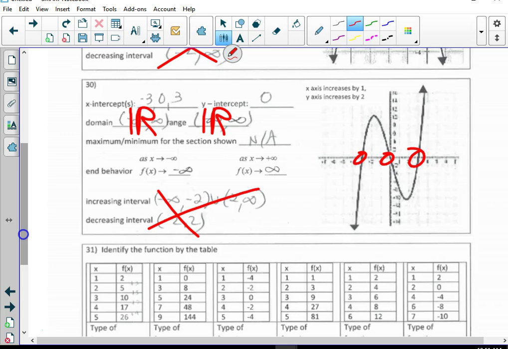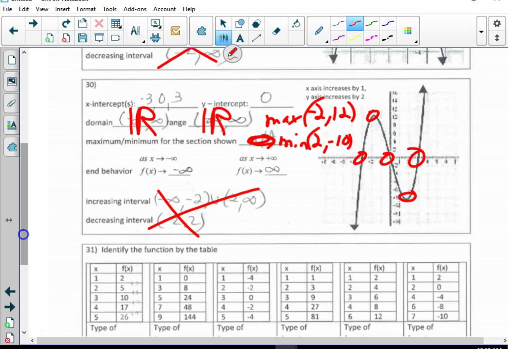Maximum, minimum, they're not for one. It doesn't say section shown, so I want to talk about that. So the max is right here at, what, -2 1/2? All right? And then the minimum is down here at -10, looks like. Okay, so it does have a maximum and minimum overall in the graph.